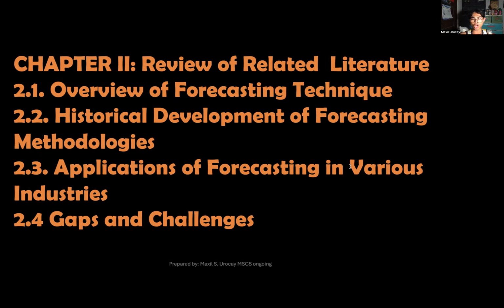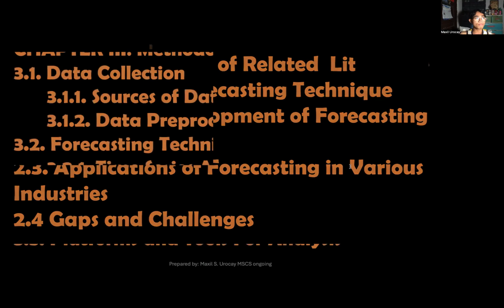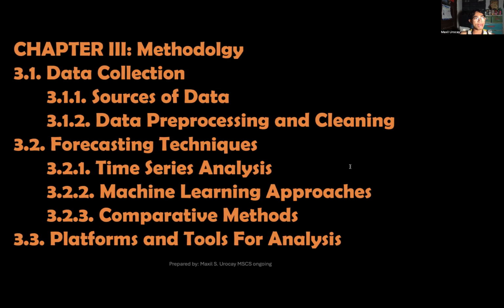So, for example, in terms of finance, the difficulty in predicting rare market events. And you also have to discuss methodological gaps and highlight emerging trends like hybrid forecasting models to address the gaps, like a proposed solution. And for chapter 3, you also have to create the methodology, the same approach, that there will be an introductory part for that one. So first will be the data collection, which is composed of sources of data and data pre-processing and cleaning.